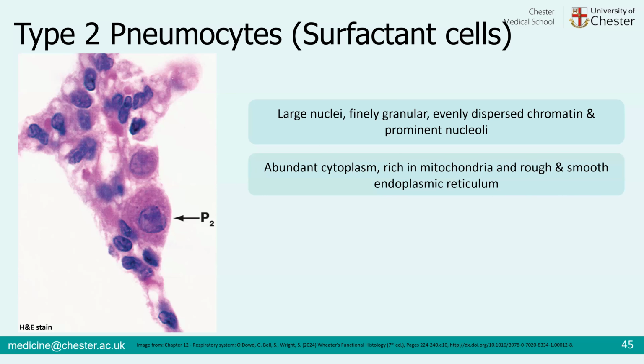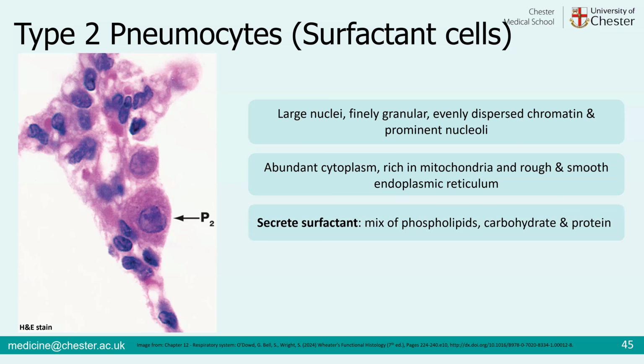It's got lots of cytoplasm, and in that cytoplasm, we see lots of mitochondria, lots of rough and smooth endoplasmic reticulum. That's because they're little machines for making surfactant. Surfactant is a mix of phospholipids, carbohydrates, and protein. They aren't the only cells that make this. The club cells do produce some components of surfactant, but the type 2 pneumocytes are the main ones making our surfactant. And although we can't see it on this, they will have apical microvilli to enhance their secretion of surfactant as well. So a bigger surface area so they can be secreting more of that surfactant.